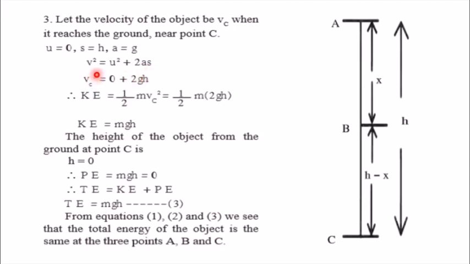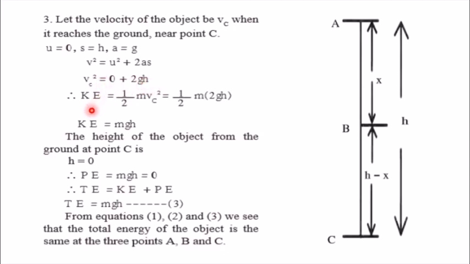Now instead of V square, we write Vc square is equal to U square, where U, the initial velocity, is always 0, so we write 0 plus 2. Instead of A, we write g, and instead of S, we write h. So what we got is that Vc square is equal to 2gh.